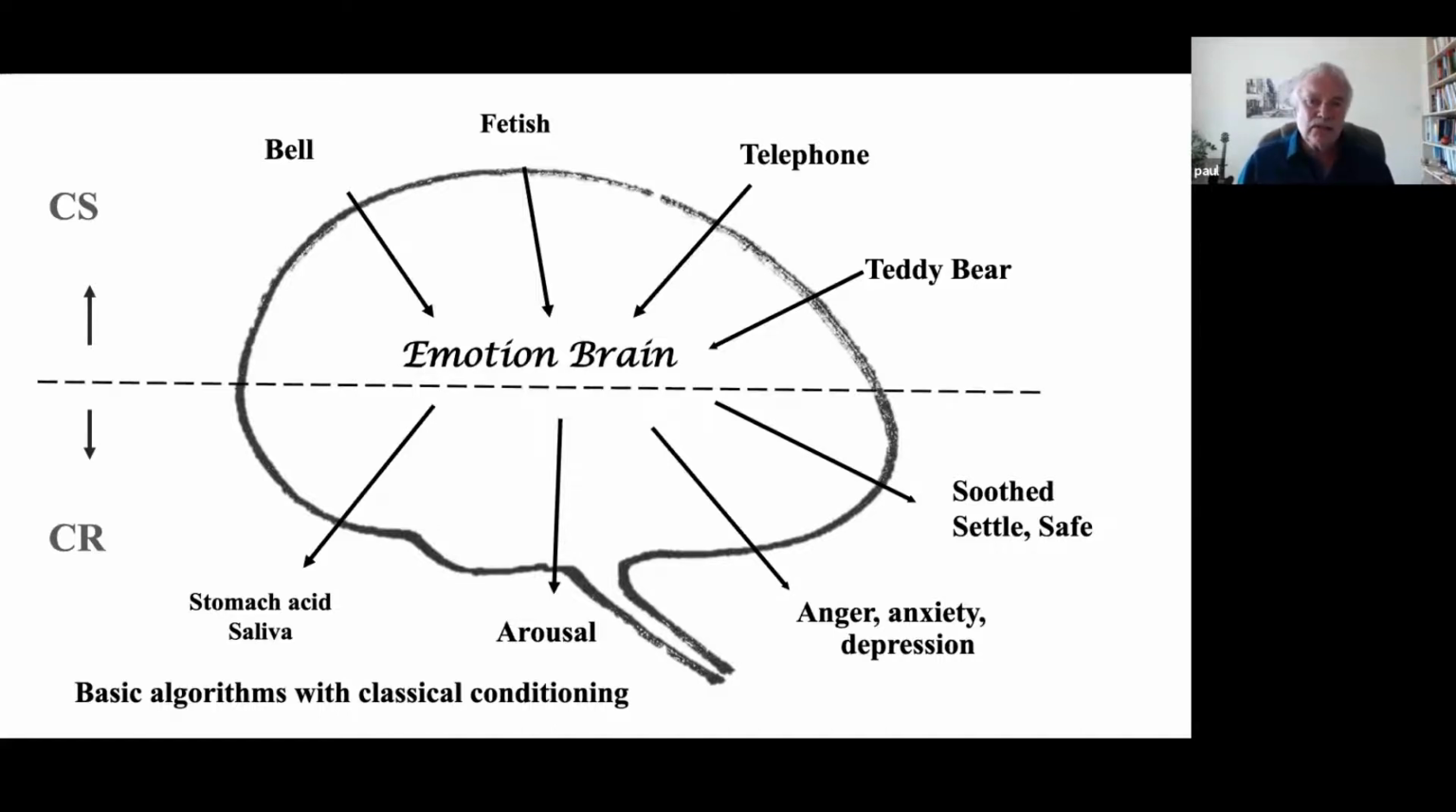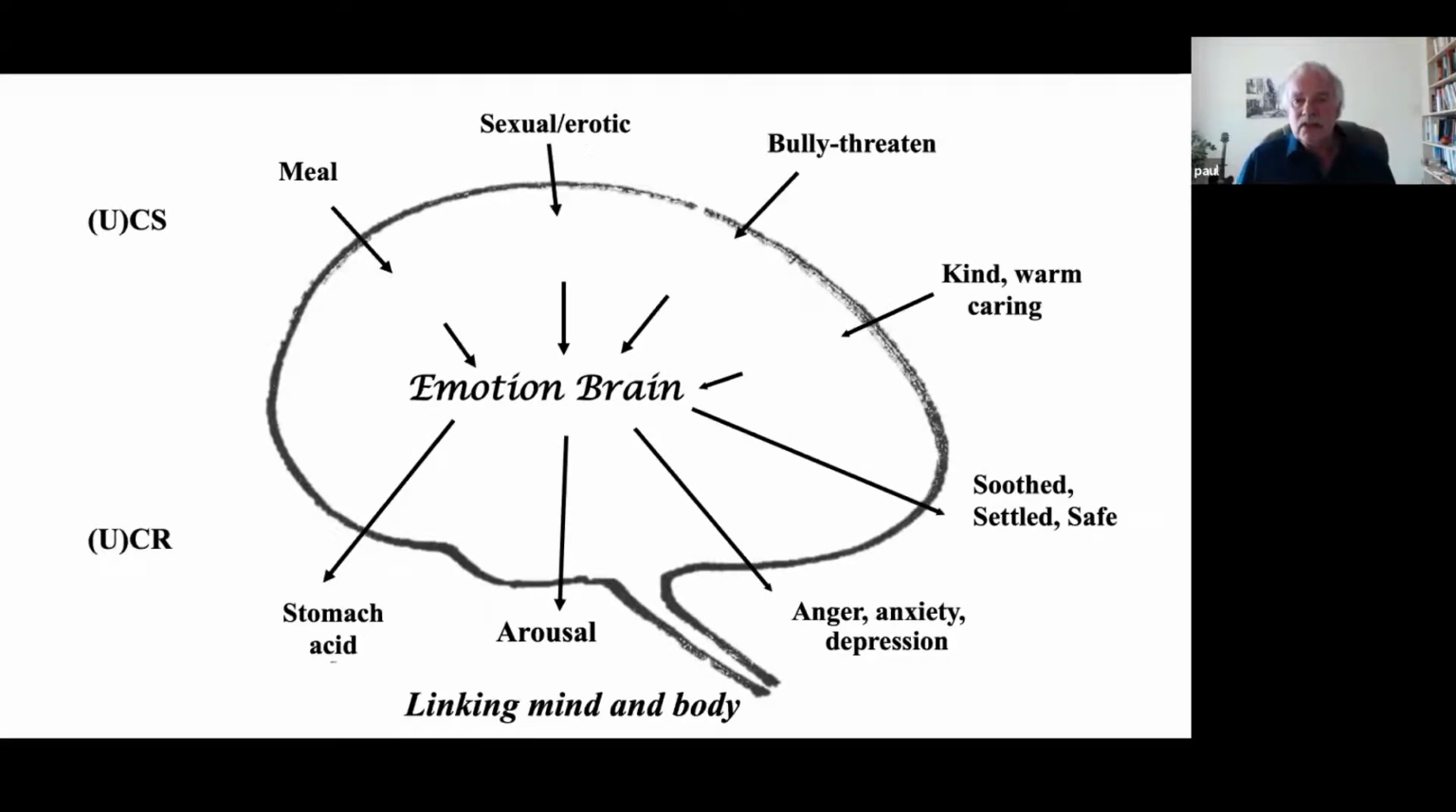Now, why is all this important? All this is important because this is how the body learns. And one of the important things is learning how we can stimulate our compassion systems by using cues around us that will stimulate that system. So let's have a look at this now.